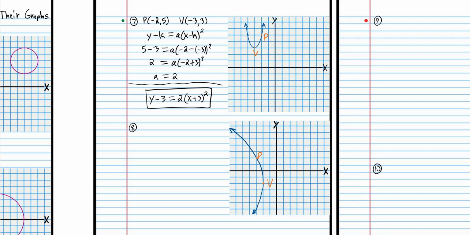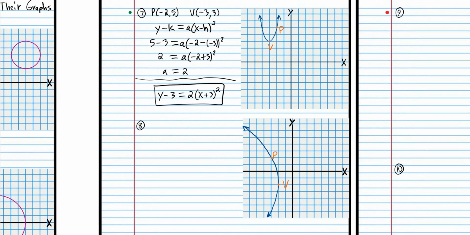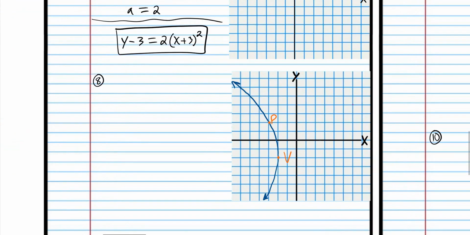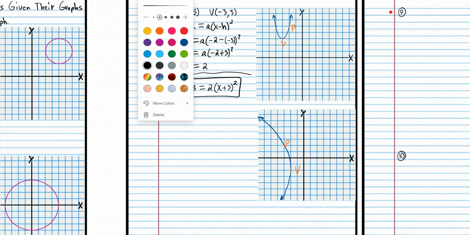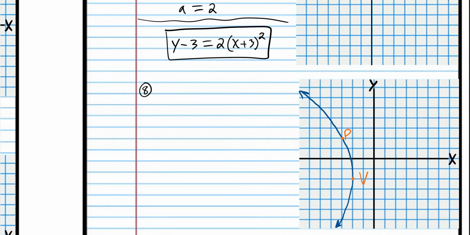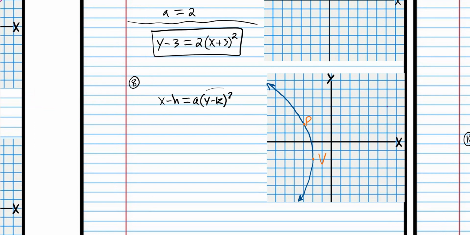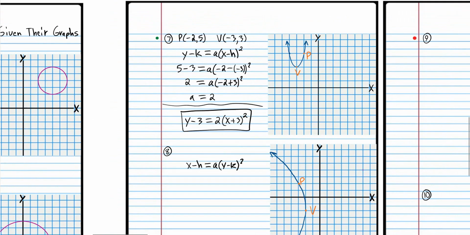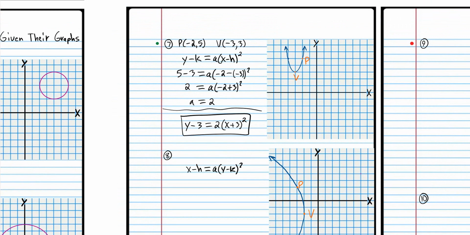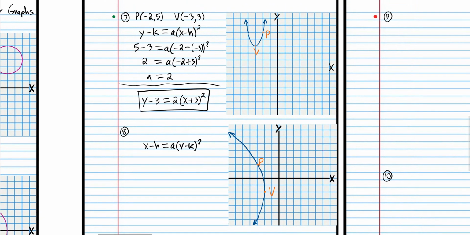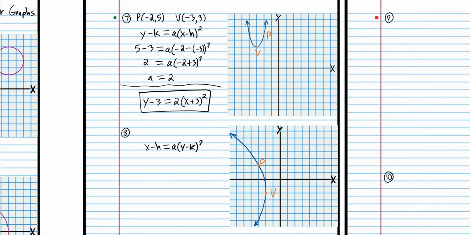Okay, we're back. Again, notice that the green number was positive, so the parabola was going up. If it were negative, the parabola would be going down. In this next problem, the equation we're going to use is x minus h is equal to a times y minus k squared, because the parabola is opening to the left. Remember, if the parabola is opening to the left or to the right, the y minus k is going to be squared. If it's opening up or down, then the x minus h is going to be squared. So try number 8, and when you come back, we'll do it together.